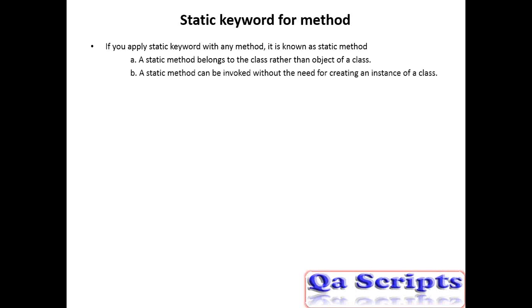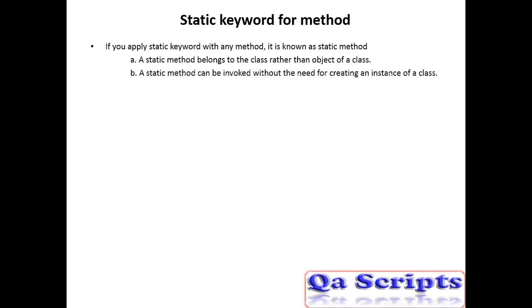If you apply the static keyword with any method, that method is known as a static method. The static method belongs to the class rather than the object of a class. A static method can be invoked without the need for creating an instance of a class.